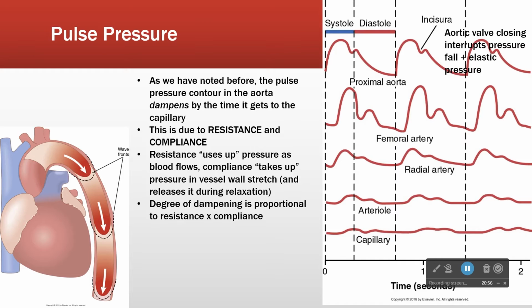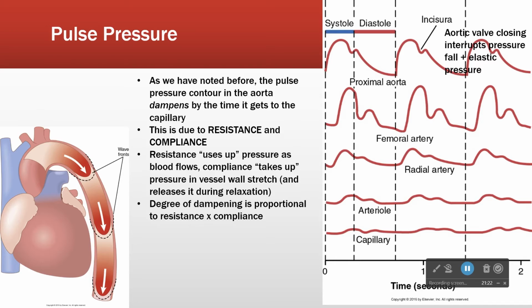In the radial artery, again, pattern still the same, but the curve is getting smaller. Arterial, smaller yet. Capillary, almost flat. All right, so big picture, what's happening? We're losing our pulse pressure, right? Pulse pressure is the difference between systolic and diastolic. That's your oomph, your pulse pressure, your wave front that the heart is making.